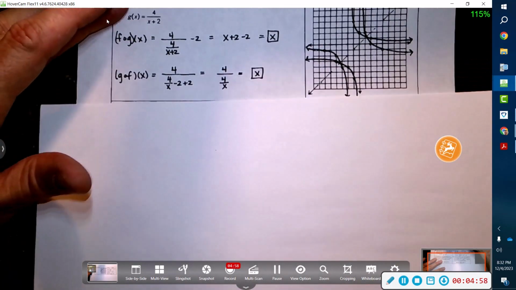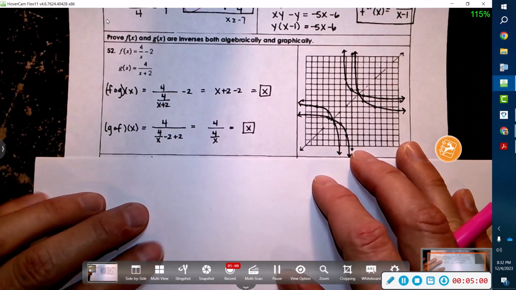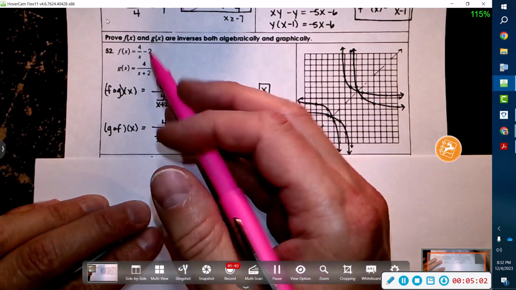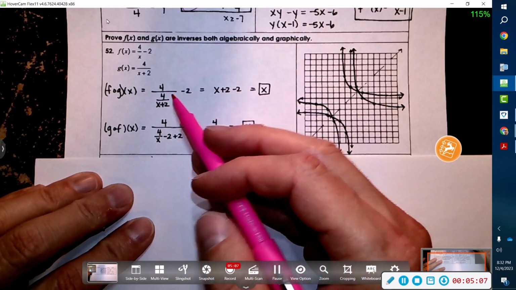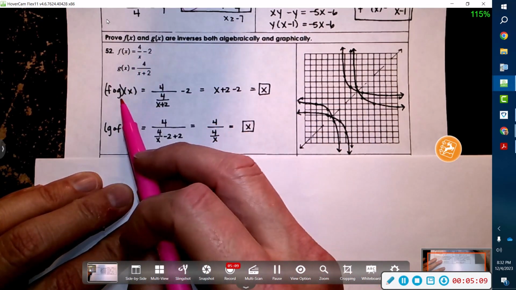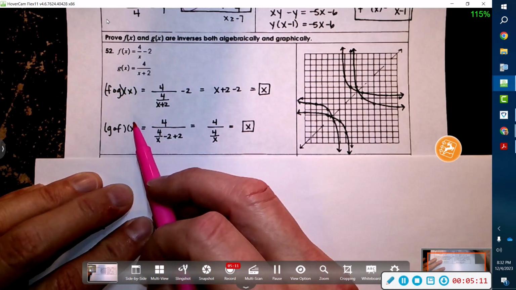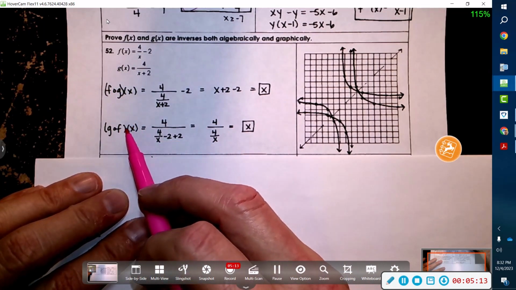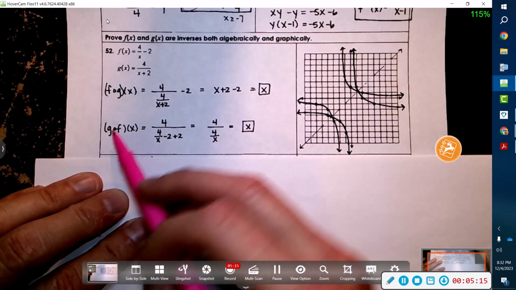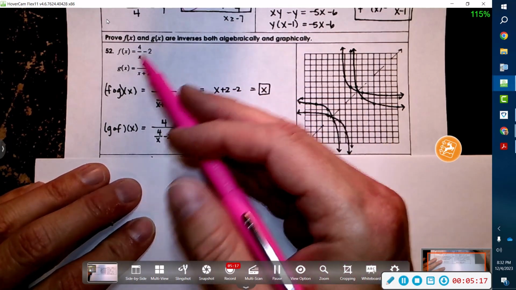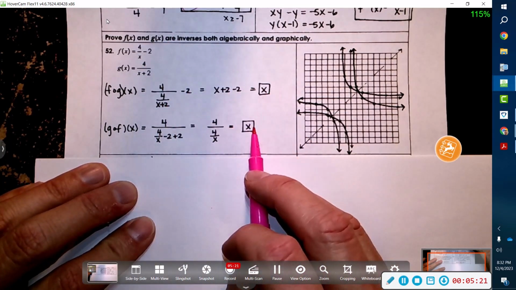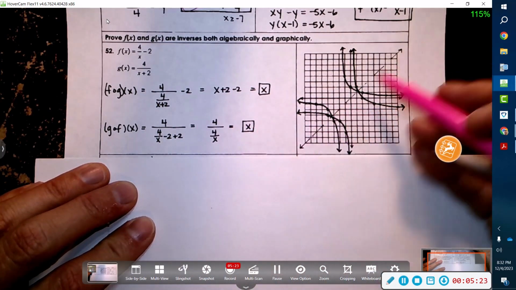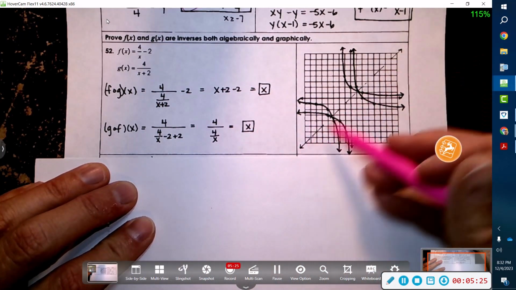So these guys are doing double duty here, both graphing and showing that they are actually inverses. So we go ahead and show that G is an inverse of F, and then technically you have to show that F is an inverse of G. This is what you want to do, and you should get x at the end of the rainbow, and these guys should look symmetrical over y equals x.